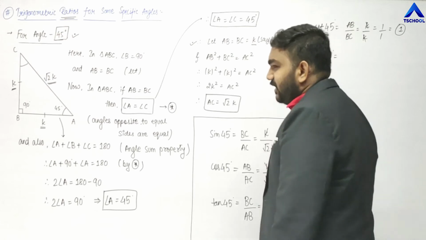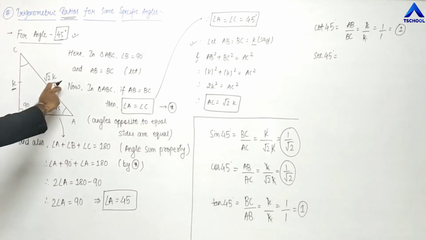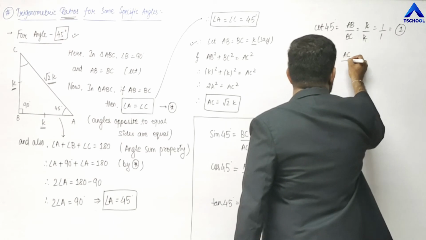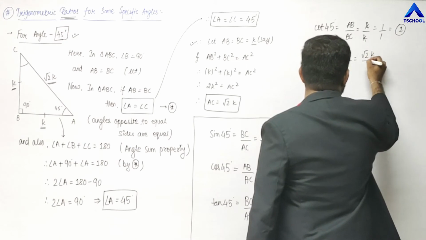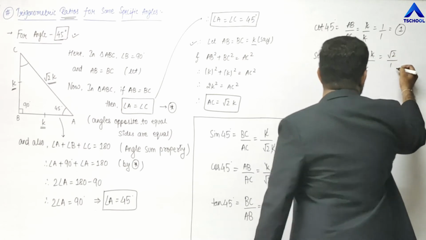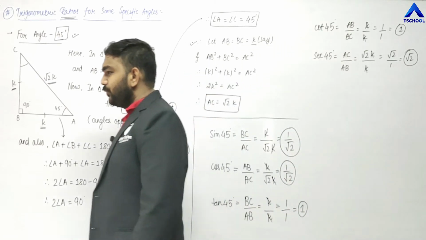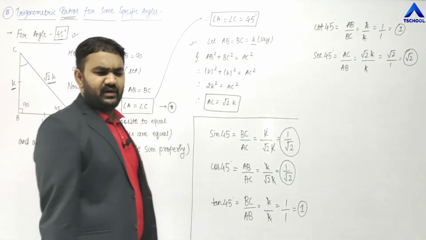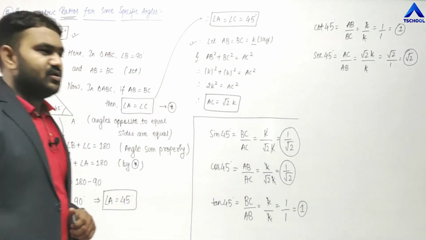Sec 45. The ratio for sec 45 or sec A, friends, is hypotenuse divided by the adjacent side. So what is hypotenuse here? AC divided by the adjacent side, that is equals to AB. The value of hypotenuse is root 2K, AB is K, K and K is cancelled, that is root 2 upon 1, or simply we can write it as root 2. There is a denominator 1, so that is not required to write it down, and hence we get sec 45 as root 2.